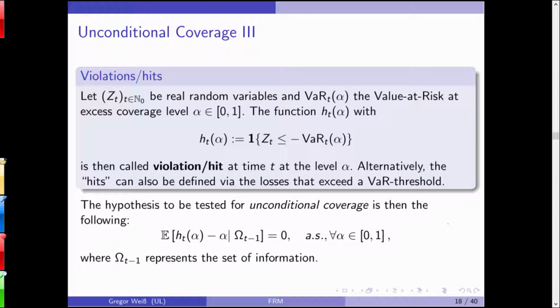Let Z_t be real random variables, and VaR be the value at risk at excess coverage level alpha. Then this function H is called the hit function. That's why it's called H, H for hit. Alternatively, you can also define the hits via the losses that exceed a VaR threshold. You can see that here it is defined by Z_t less or equal than minus VaR. Again, if you take a P&L or an L distribution, you have to change the equation. And the hypothesis to be tested now is the expected value of H_t minus alpha, conditional on the information set up until t minus 1 being available, is 0. That means the expected value is alpha. 10% VaR, 10% VaR exceedances. Quite simple.